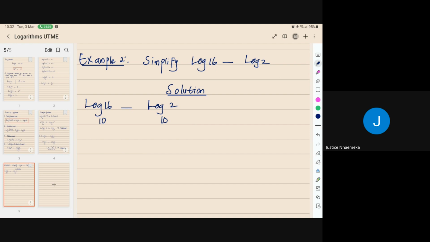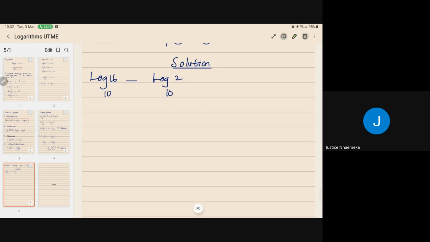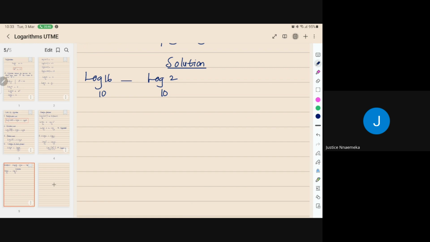Now, the next thing I'm going to do is to check properly to see how we can bring them together, because they have the same base, right? Log 10, log 10. It becomes challenging when the bases are not the same. All right. So that said, I have log base 10 of 16 minus log base 10 of 2. Now, what will I do? I'm going to bring in my division law, right? So recall your division law that will help us to make that condensed.